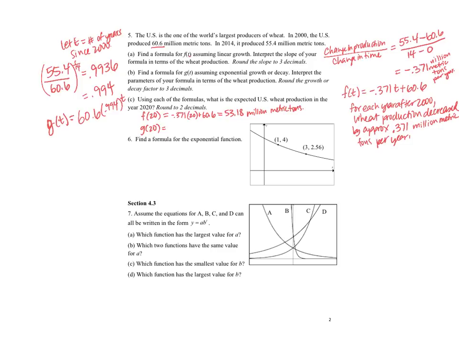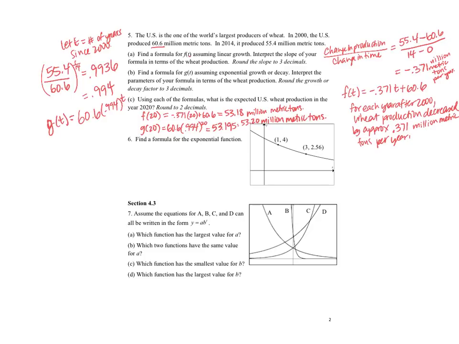Okay, and for g of 20, I'm going to do 60.6 times 0.994 to the 20th. And when I do that, I get 53.195. Oh, so I was to round to 3 decimals, 0.195, so that's 53.20 million metric tons.